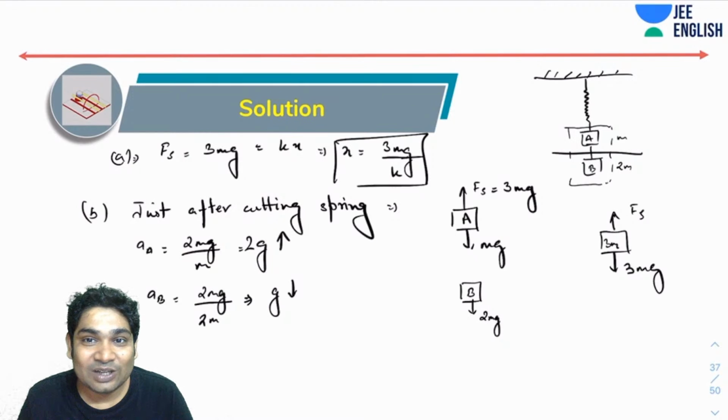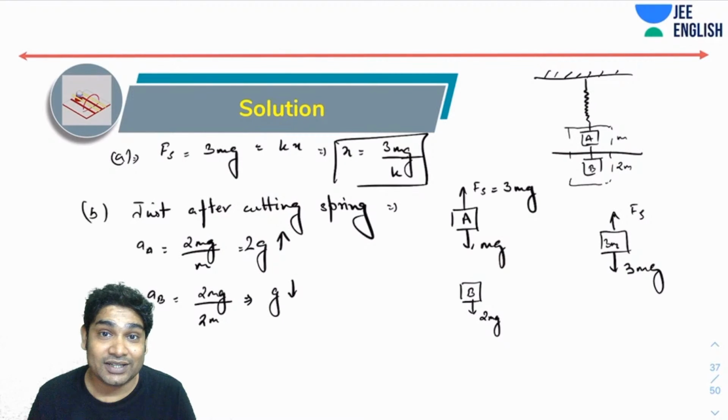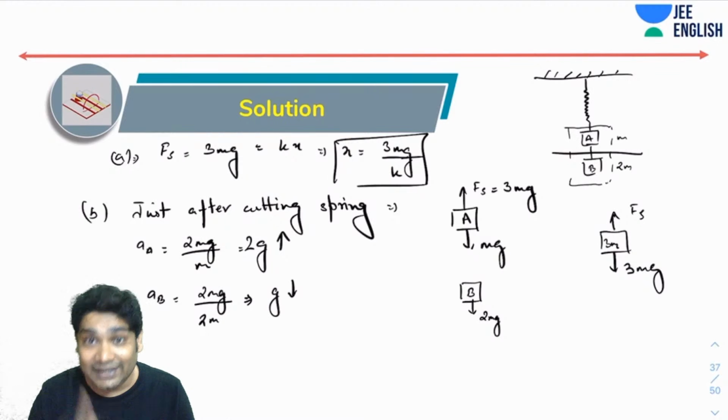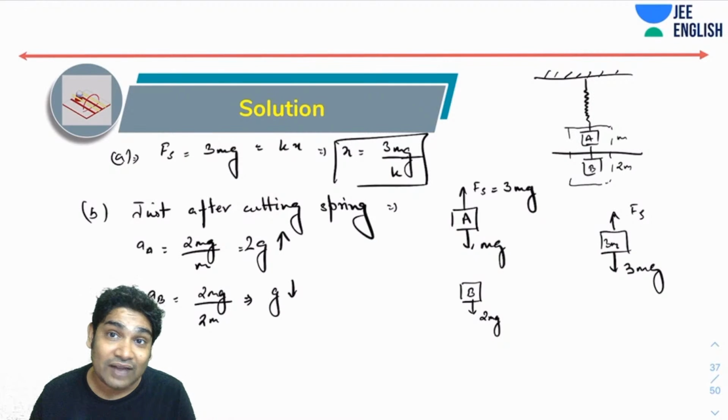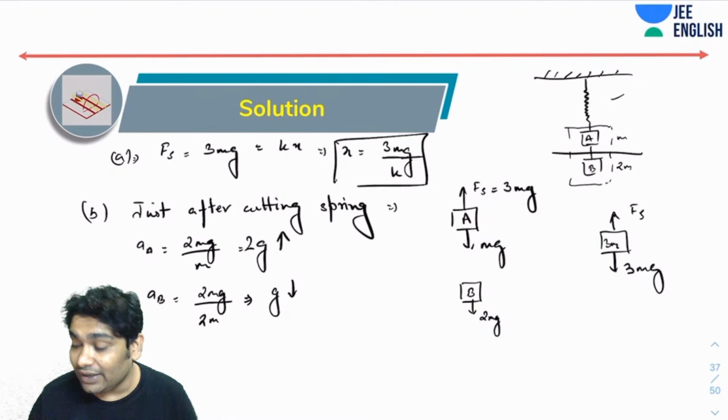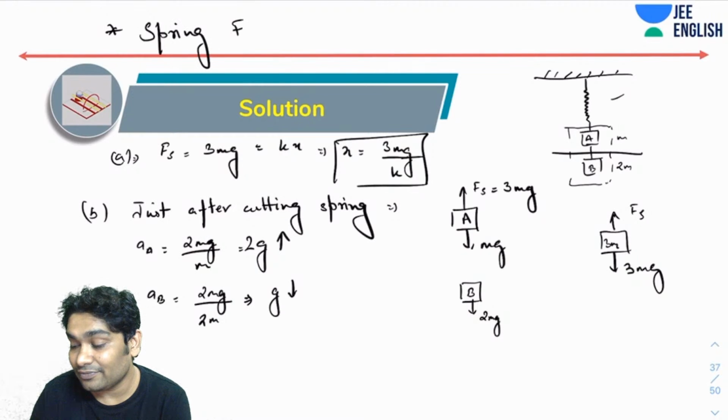All right, so these are your answers. Acceleration of A would be 2g upwards. Acceleration of B would be g downwards. Now you need to remember this fact, that the force of spring never changes instantly. Remember this. Spring force never changes instantly.